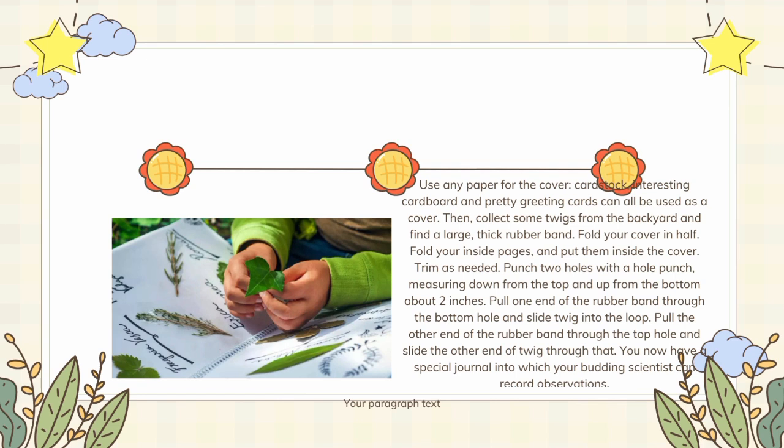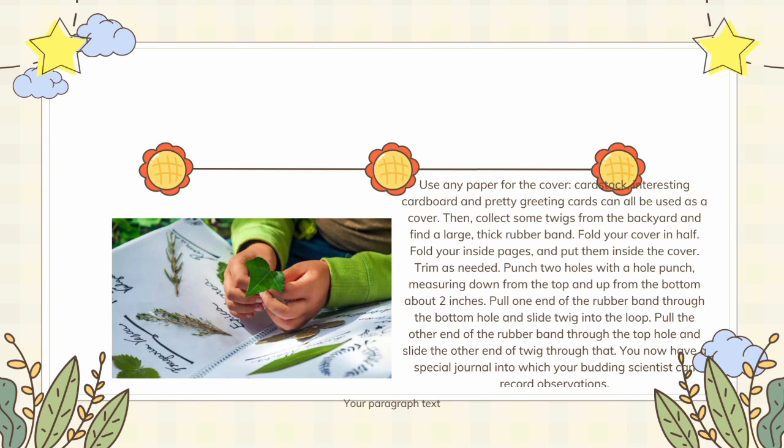Another example here: use any paper for the cover. Cardstock, interesting cardboard, and pretty greeting cards can all be used as a cover. Then collect some twigs from the backyard and find a large, thick rubber band. Fold your cover in half, fold your inside pages and put them inside the cover. Trim as needed. Punch 2 holes with a hole punch, measuring down from the top and up from the bottom about 2 inches.